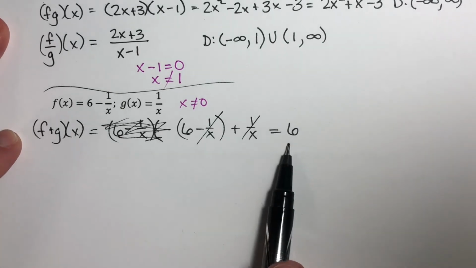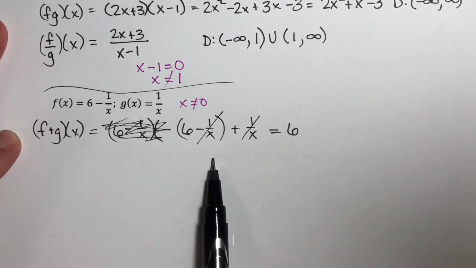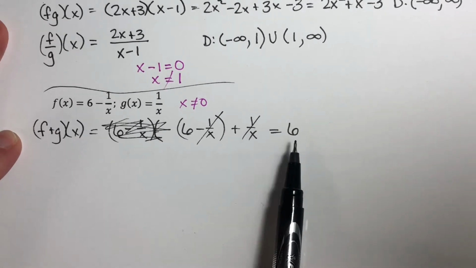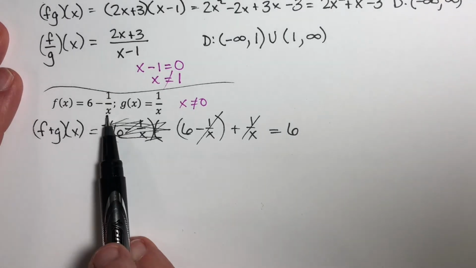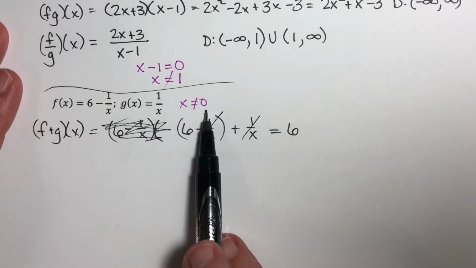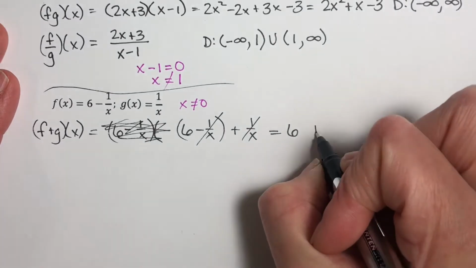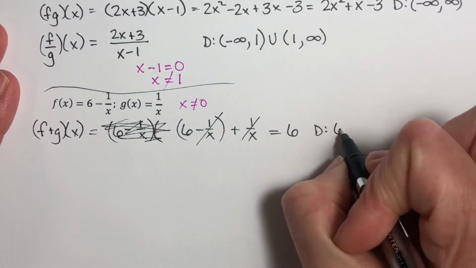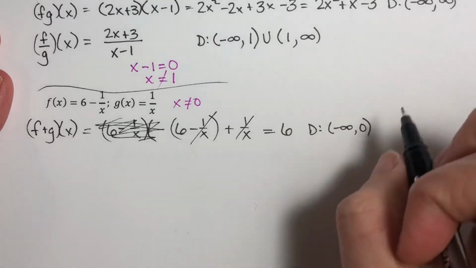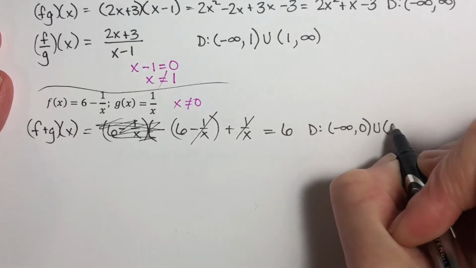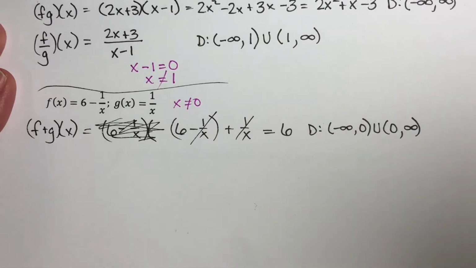This is what I mean by the quote-unquote problem disappearing. The 1 over x disappeared. I have no problems with just a 6. But since I was using these two pieces that did not allow 0, I am still not allowed to have 0 here. So this domain is from negative infinity up to 0 with parentheses, so that 0 is not included, union 0 to infinity. So it's everything, we just have to take that 0 out.